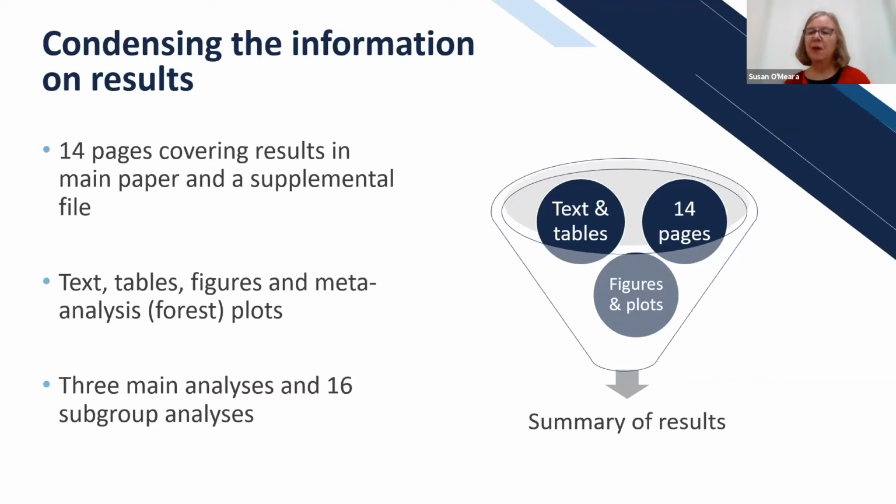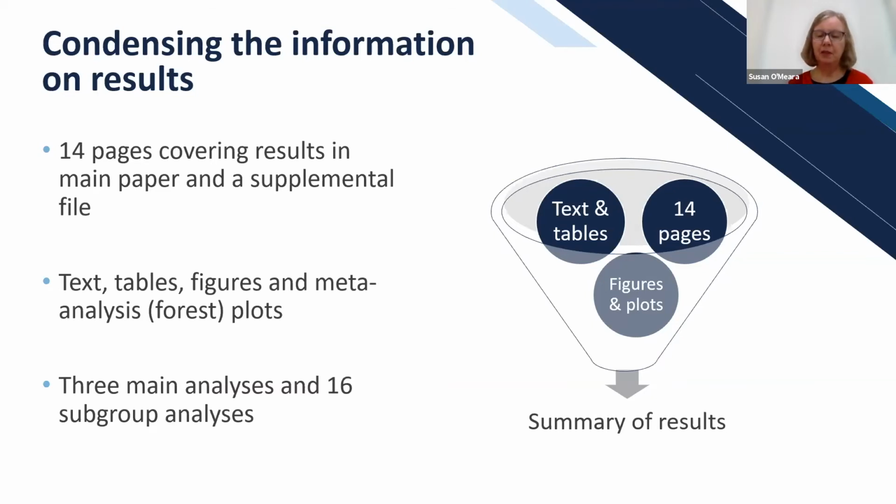So for example, this paper was published as a main paper, and that was 12 pages. There was also a supplementary file, and that was another 16 pages. So out of those total of 28 pages, actually 14 of them were covering the results in some format or another. And the results could take the form of text, a narrative, or tables, or figures and meta-analysis plots. And there were 3 main analyses and 16 subgroup analyses. So you can probably get the idea here, there's quite a large volume of information, and those of us who are writing the records, our job is to condense this into a useful summary for users of KSR evidence.